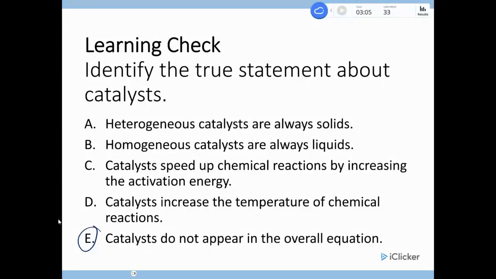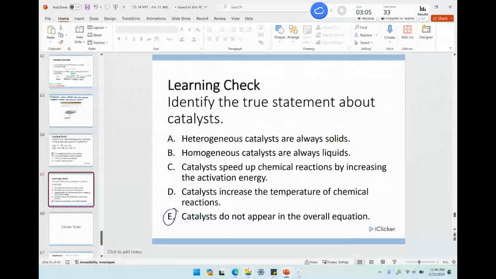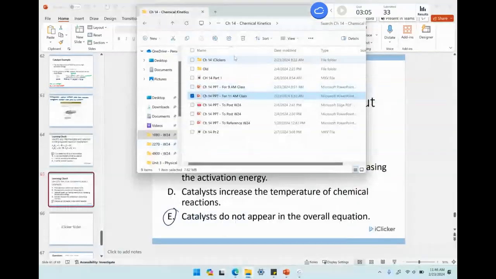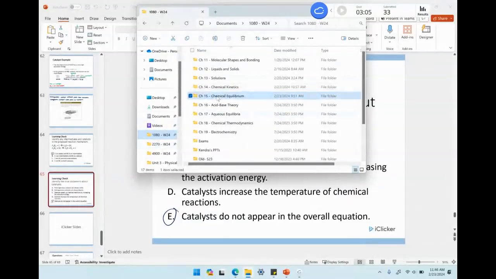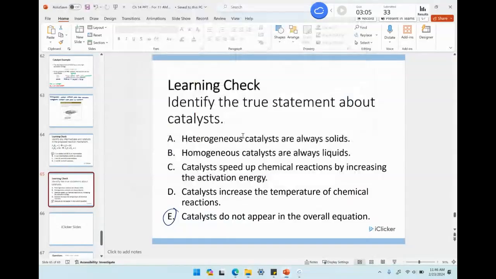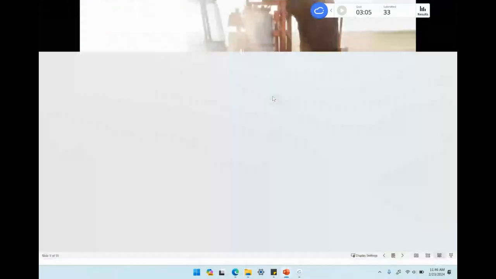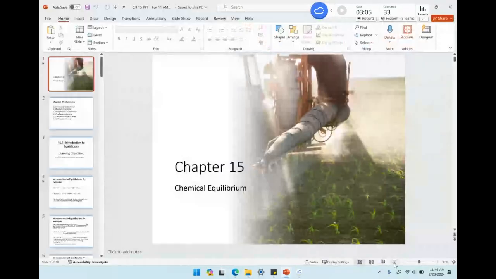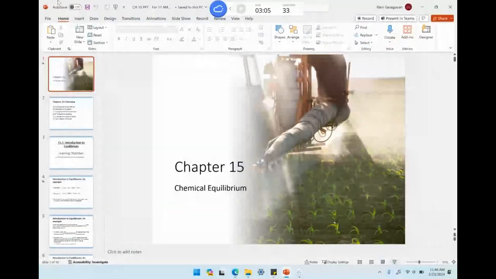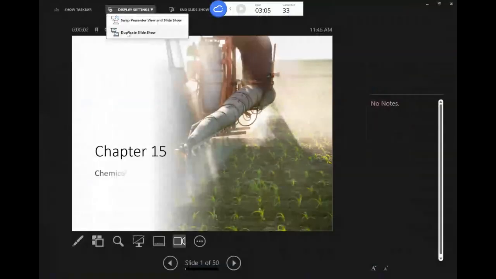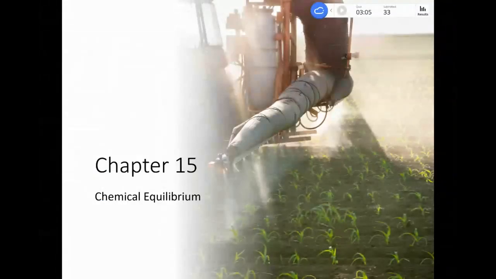We are going to briefly begin 15. We are going to continue talking about chemical reactions here. We're talking about a specific type of reaction in chapter 15, which are, do you guys have a question?